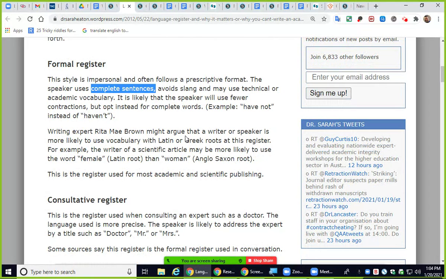Writing expert Rita Mae Brown might argue that a writer or speaker is more likely to use vocabulary with Latin or Greek roots at this register. You think about Latin and Greek, and those are all the medical and scientific terms. They're all based out of Greek or Latin. They're more upper level, they're more scientific, and that's why they're used more. For example, the writer of a scientific article may be more likely to use the word female as opposed to woman. And Anglo-Saxon roots, they're much more earthy, they're much more direct and in your face.